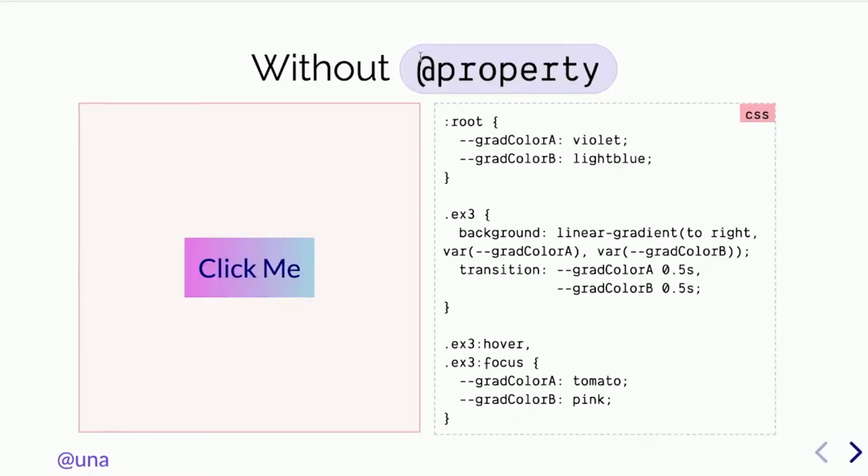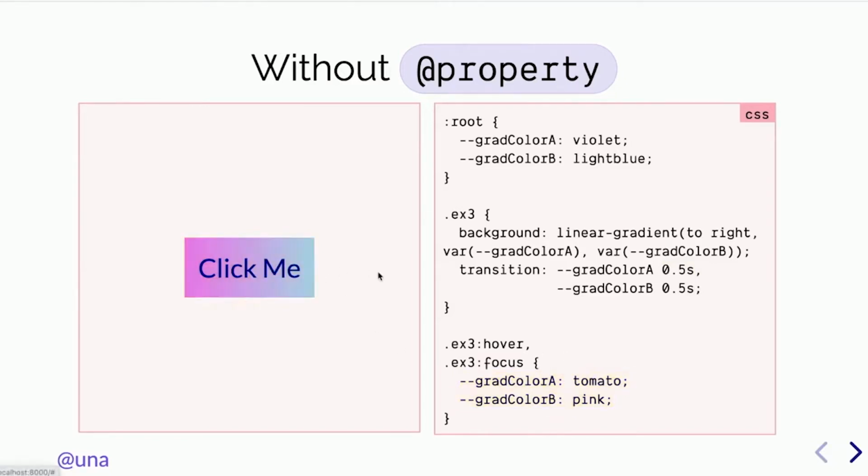Now, to understand @property, I think it's best to explain what happens without @property, what happens without a registered custom property. Here we have a gradient. I have a button here with the background, and I'm setting the gradient from color A to color B. It's going from violet to light blue, and then I want to transition it. I want to give it a half second transition, and then when I hover or focus on this button, it is going to convert to tomato and pink.